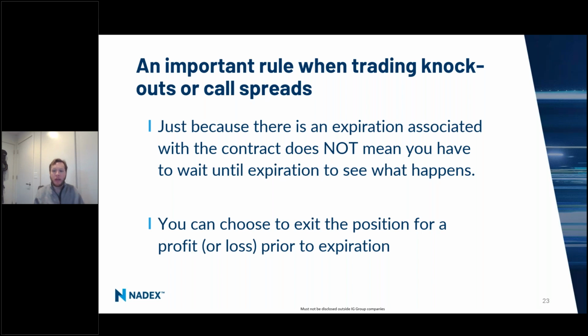before expiration and lock in some of those profits, right? Even if it's not a ceiling yet, you can lock in some of the profits you have, or if it's going towards the floor, you don't have to take that entire maximum loss on the trade. You can limit some of those losses for the contract as well. And that's with knockouts, that's with call spreads, and that's actually with binaries as well. You never have to stay until expiration. You can exit early as long as there's someone in the market willing to take that contract off of you.